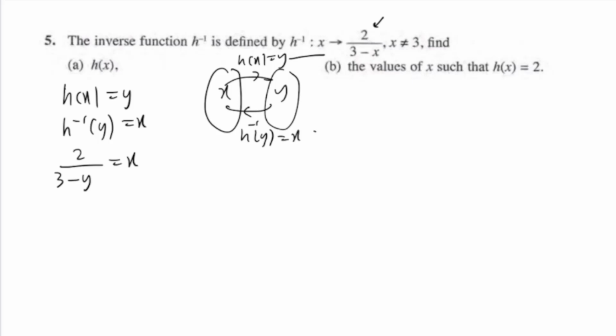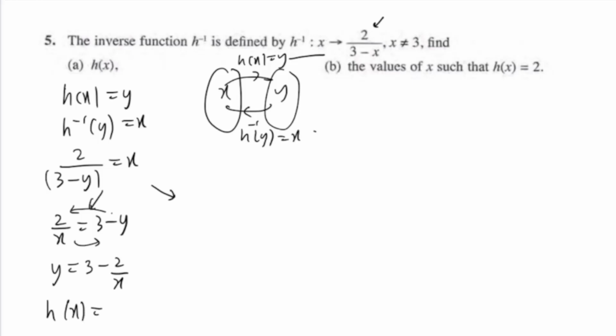Here there are two ways of writing. Number one, I actually like to switch the position, as in I bring my x down, I bring the whole 3 minus y up. This whole bracket I bring up, x I bring down. Then you bring the negative y to the left, and bring this over. So y is now 3 minus 2 over x. And what is your y? Your y is your h. You're finding h(x), not h inverse. Your y is your h(x), which is 3 minus 2 over x. And we say x cannot be 0.